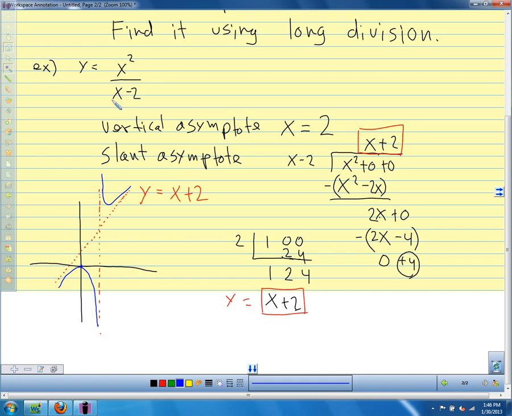Okay? So slant asymptote, you find your slant asymptote if the degree of the numerator is bigger by 1. You find your slant asymptote by division. You divide everything, and you throw the remainder away, and you keep everything else, and that's your slant asymptote. The line y equals whatever that is.